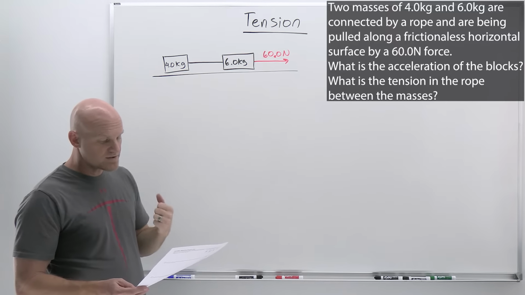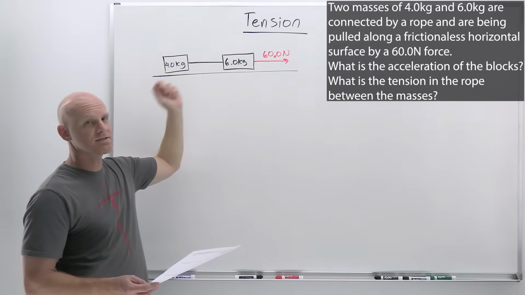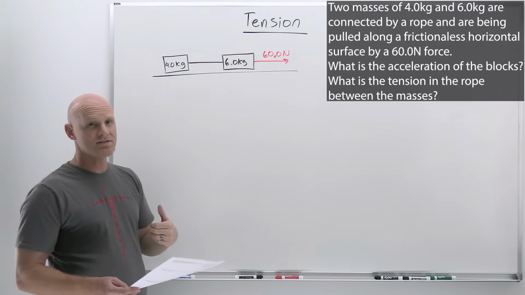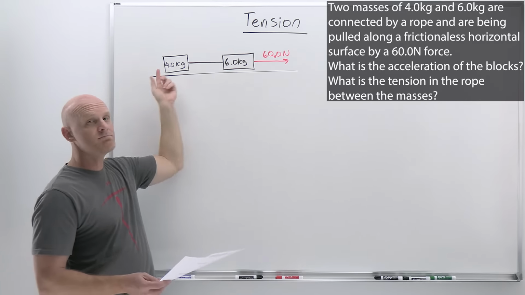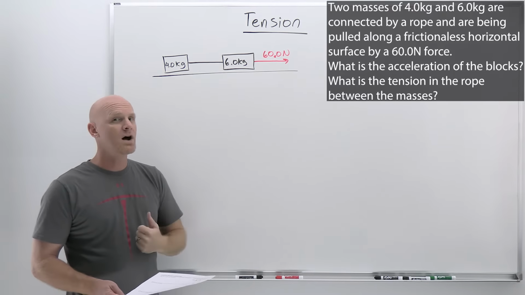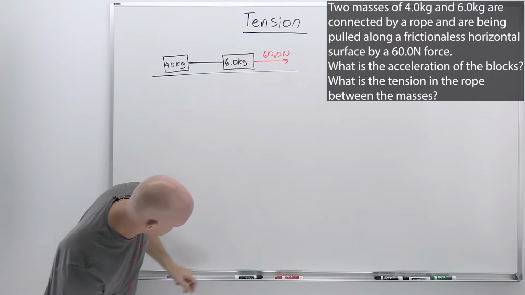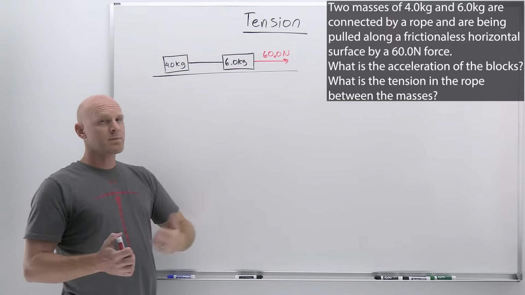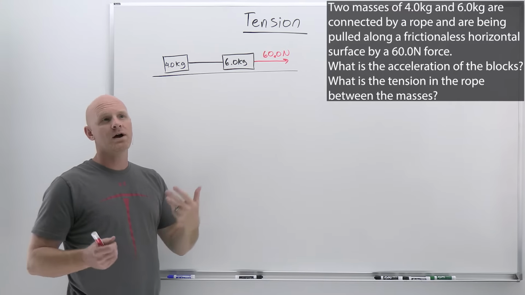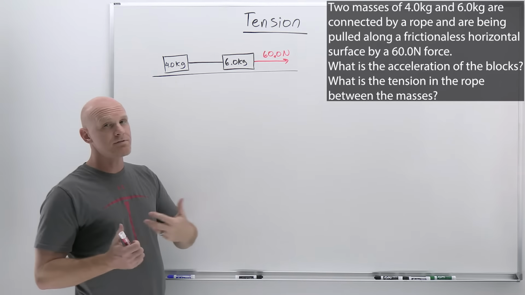And then the second question is, what is the tension in the rope between the masses? And again, that tension in the rope is everywhere the same. And it pulls on each mass with the same magnitude, but in opposite directions, as we'll see. All right. So again, this is a two-body problem. We can technically set up free body diagrams and some of the force equations for both of them.